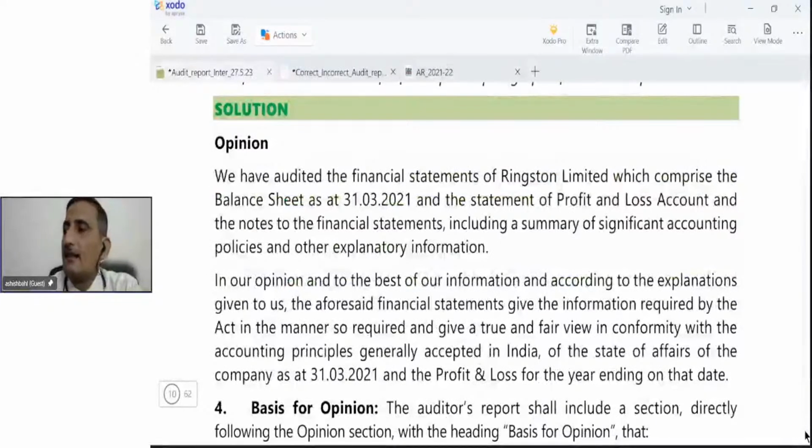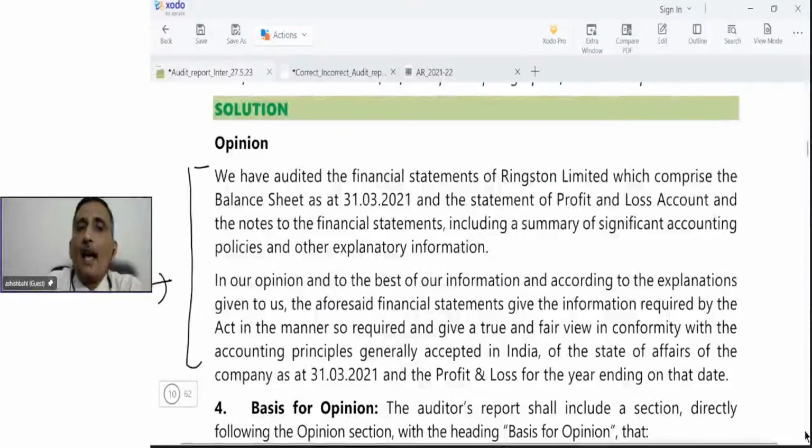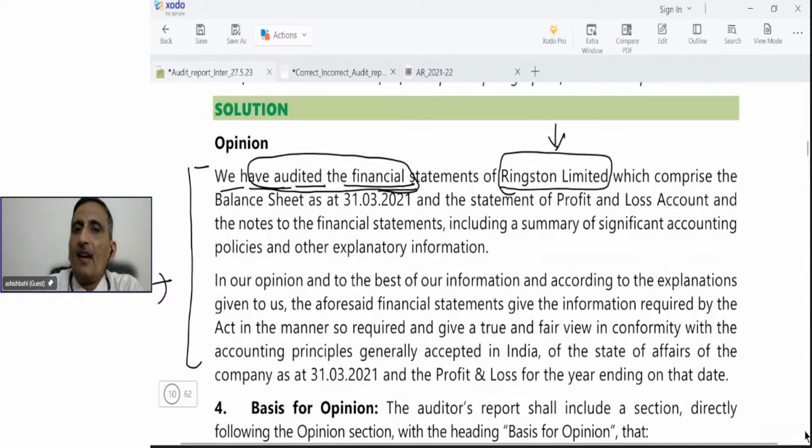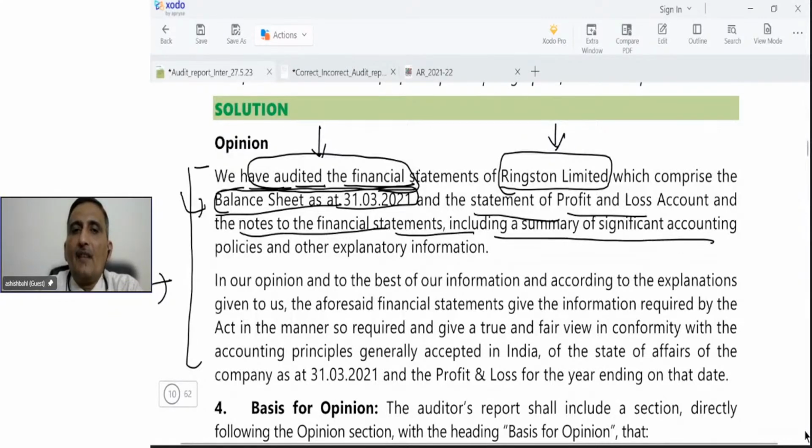This is the language you would use when you are giving an opinion. We have audited the financial statements. Here the auditor is expressly saying that he has audited the financial statements of the company, so the name is identified. Yes, we'll take a break after some time. Which comprise the balance sheet as at 31st March. So the balance sheet date is also identified. Statement of profit and loss account, and notes to financial statements, including a summary of significant accounting policies.